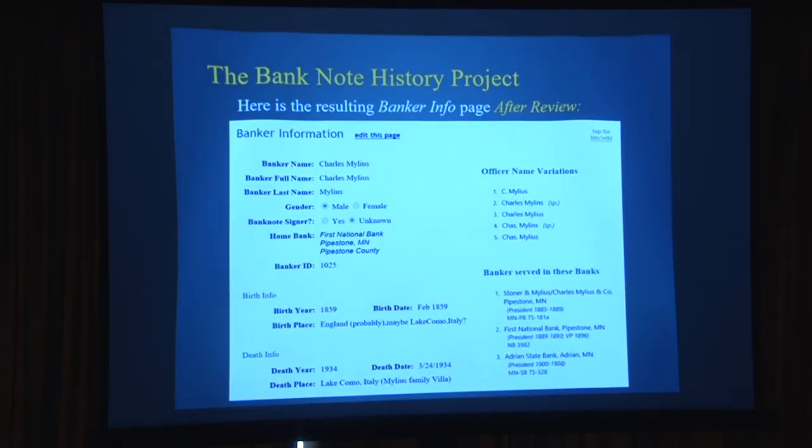Also, if you look at the bank information page, now we can see those officer name variations, those five variations, have been grouped together under this one banker, and you can see the misspellings there. You can see that they're marked as misspelling and everything.